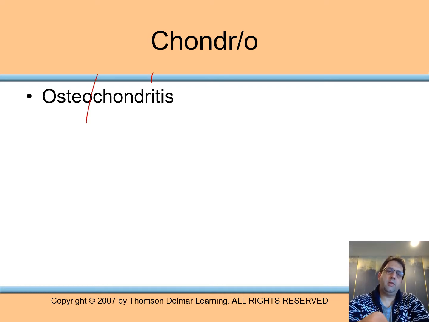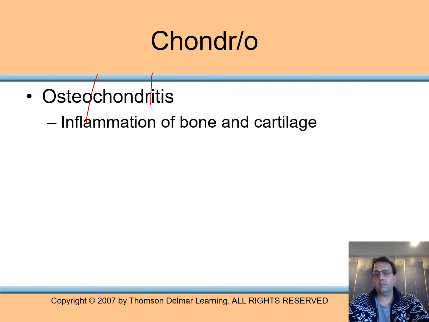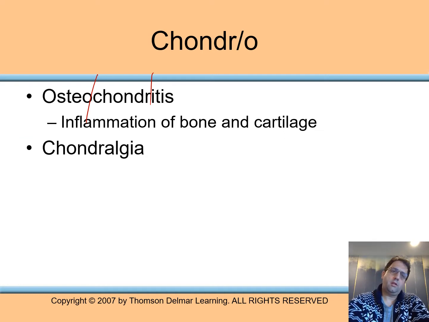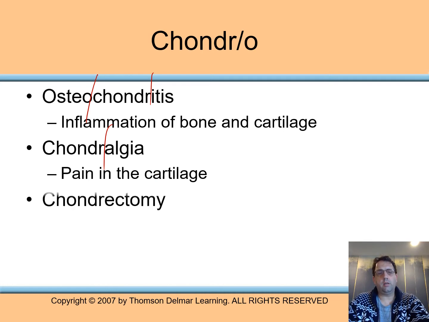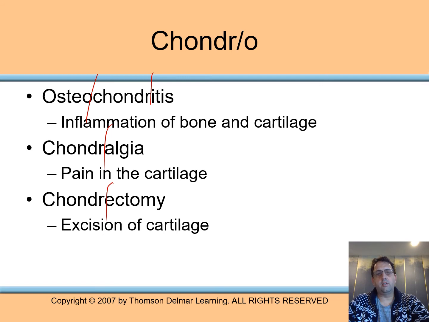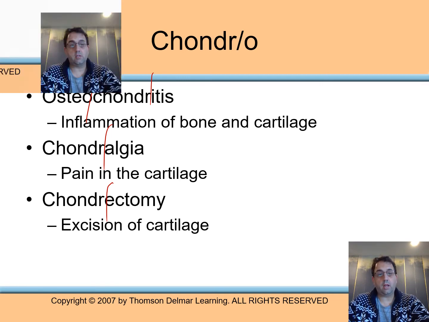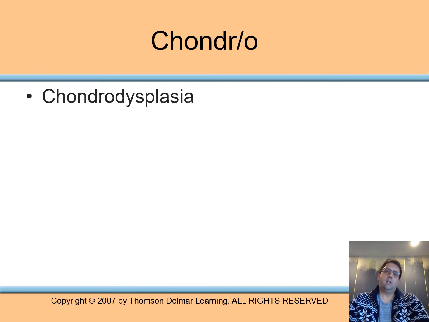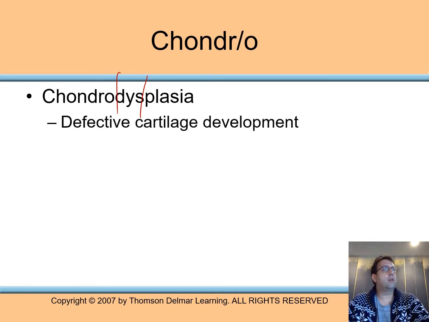So if we break this word into its pieces, remember itis means inflammation, osteo means bone, chondro means cartilage, so this is inflammation of bone and cartilage. Chondralgia, algia means pain, this would be pain in the cartilage or cartilage pain. Ectomy is a surgical removal of something or an excision. So chondrectomy would be the excision of cartilage. You're taking pieces of cartilage out. All right, plasia means development or growth, dys means bad, and chondro means cartilage. So this would be a defective development of cartilage, or something is wrong with the way the cartilage grew.